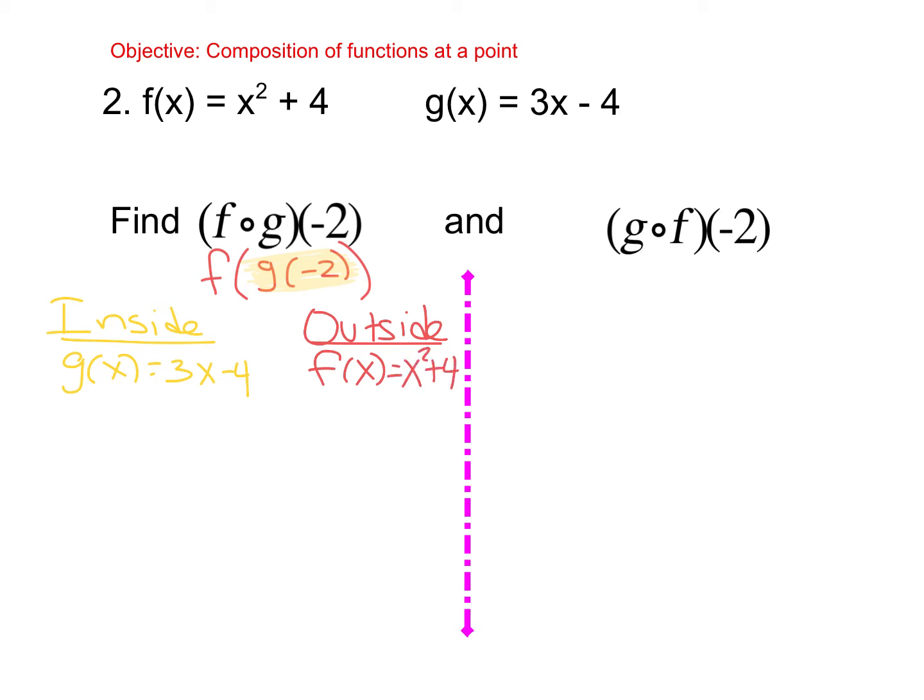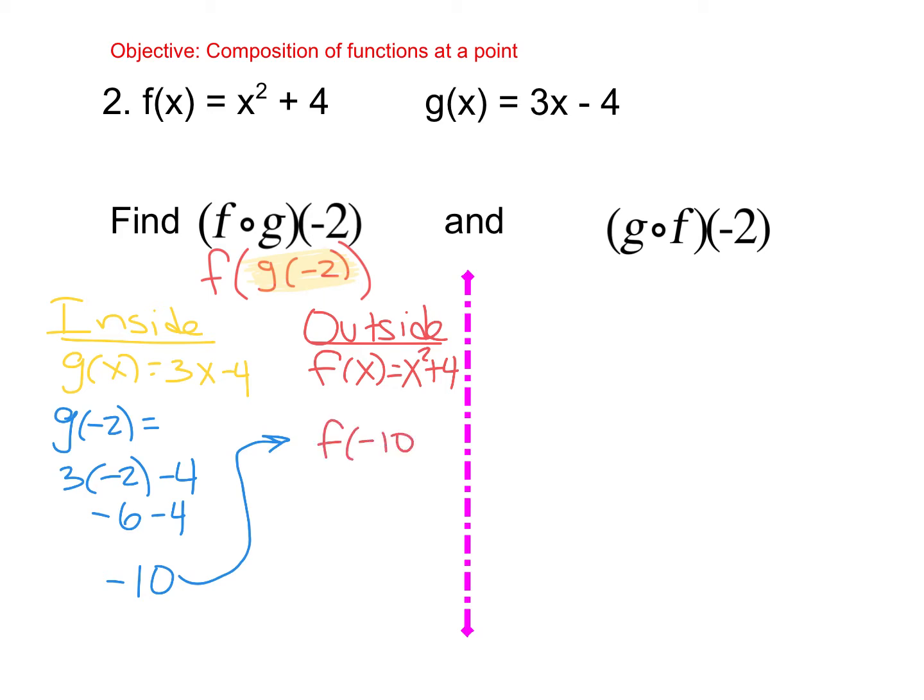So we start on the inside. I'm going to switch to blue. So g of -2. So 3 times -2 minus 4. -6 minus 4 is -10. We take that and plug that into our outside function. So f of negative 10 is negative 10 squared plus 4, so 104, and that's your final answer.